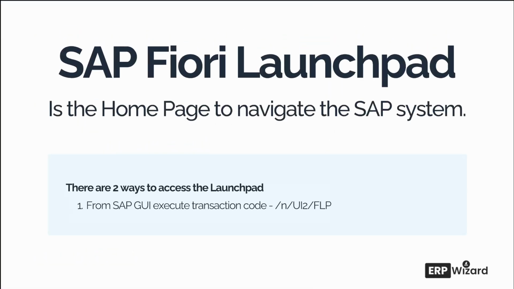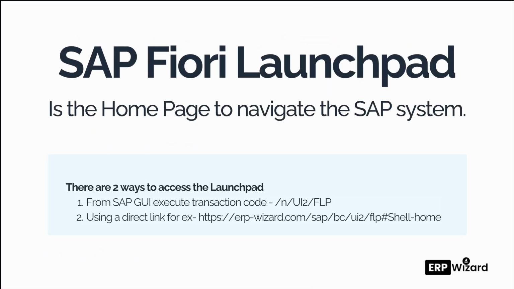Now, SAP Fiori Launchpad is the home page for navigating the SAP system. It's the first page that you see once you log into SAP S4HANA. Now there are two ways to access the Launchpad, and I will demonstrate this in a minute. But if we look at it, the first is you need to have SAP Logon Pad installed on your system, and from there, just like you use transaction codes, there's a special transaction code for launching the Fiori Launchpad.